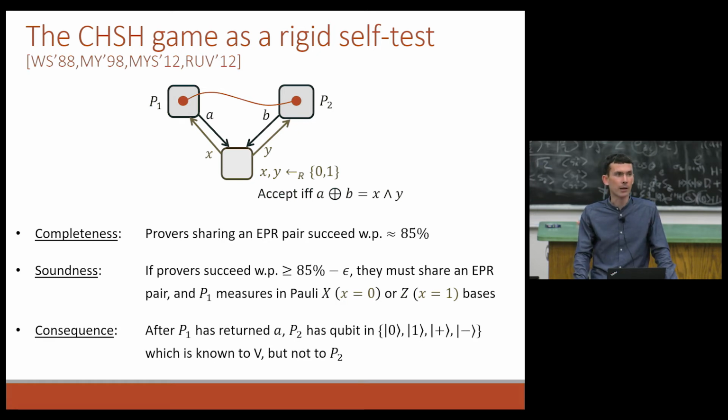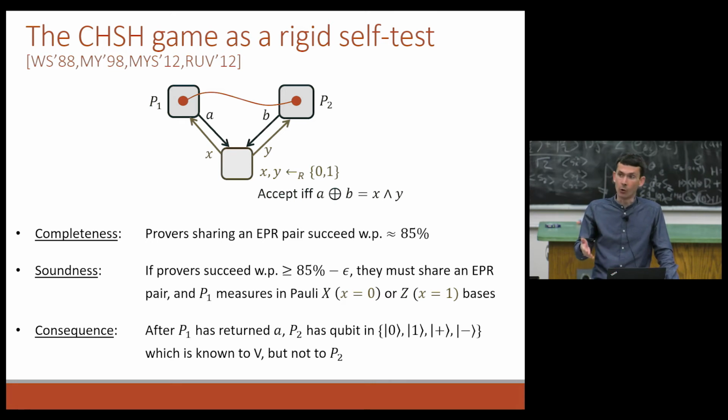The consequence is that if I do this many times and I check the statistics, but then the last time, I only do it with P1. P2, I don't tell anything. To P1, I send an X and I get an A back. Because I've checked that they've been winning so far most of the time, I can apply some kind of martingale argument and know that if I had run the test this last time, they would also have won. And so I know that P1 has been measuring half an EPR pair in the X or Z bases. But if that's the case, what does P2 get?